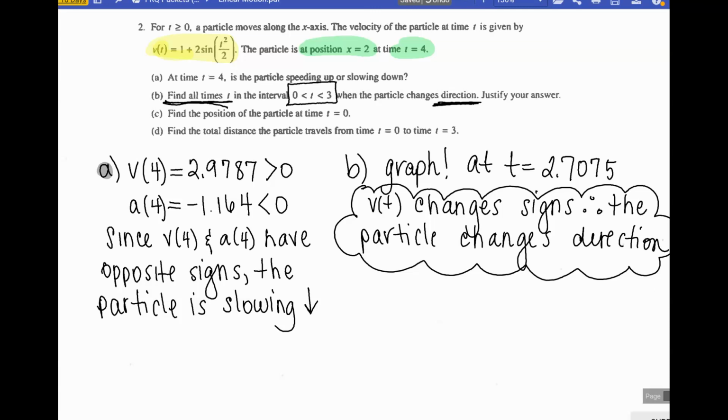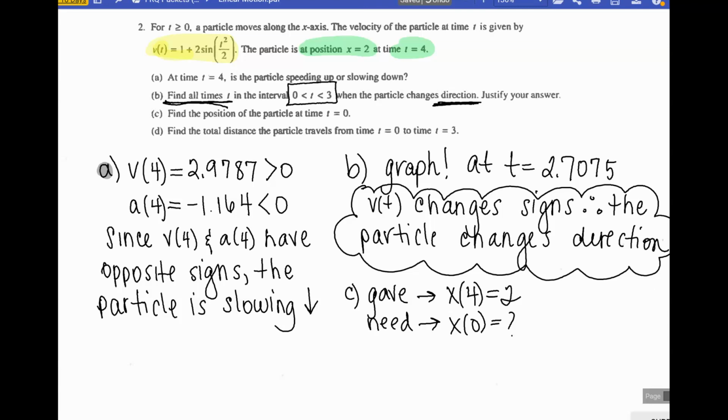All right, part C, find the position at t equals 0. So let's remember here that they gave us the position at t equals 4. So we know the position at 4 was equal to 2. They gave us that. We need the position at 0. Now, what else do we have?